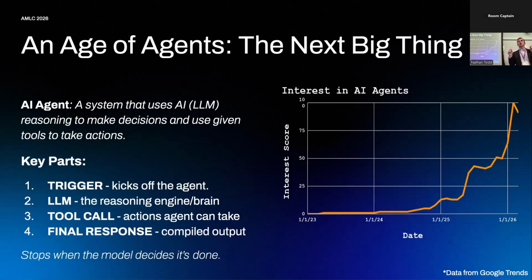The stronger your tools and the more time you spend planning your tool set, the more robust and the more granular and the more powerful your agents become. And then at the very end, the agent might compile some kind of final response and give you some type of deliverable. And then we'll talk more about how it stops a little bit later.